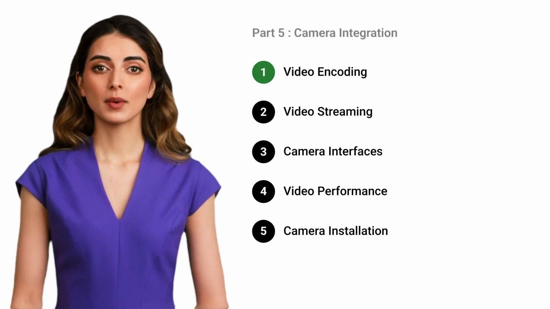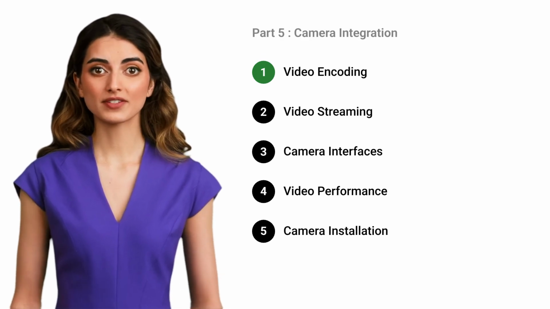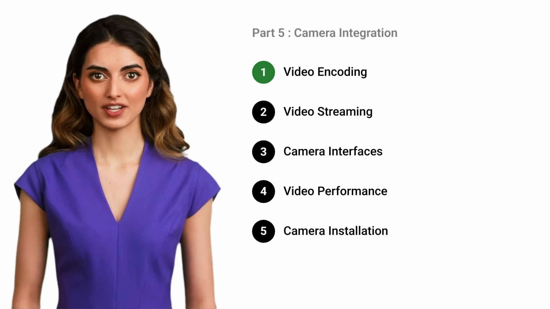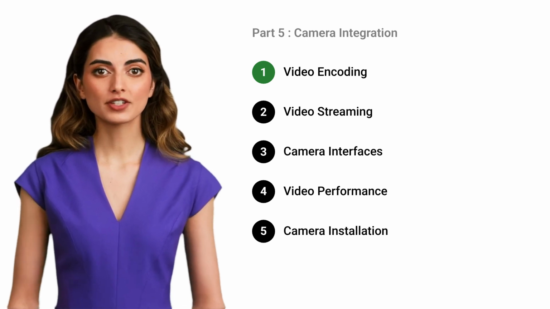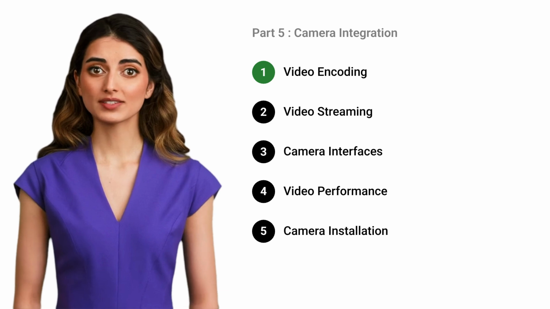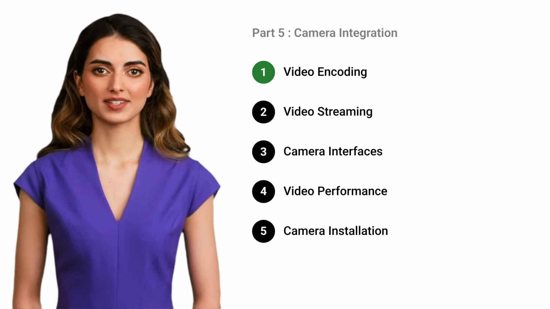We have now completed the topic of video encoding and understood how camera footage is compressed for efficient transmission and storage. Next, let us move to video streaming, where we will explore how live video travels from the camera to onboard computers, operator displays, and remote control stations in real time.